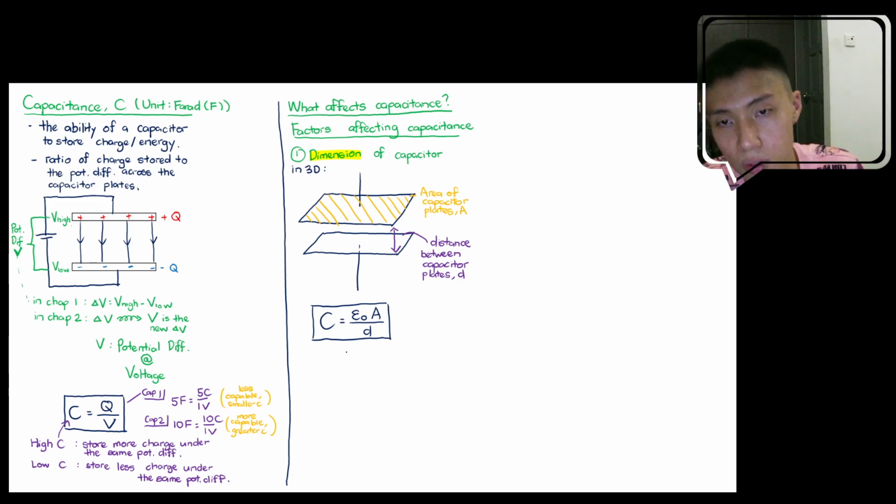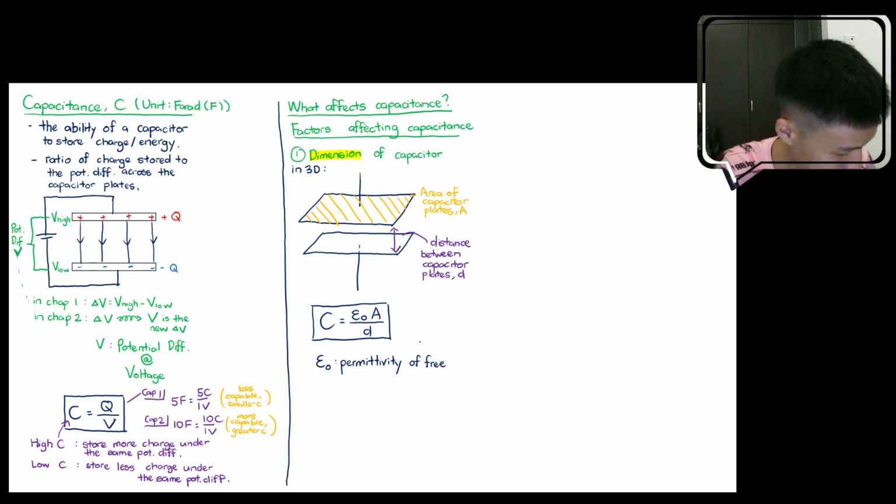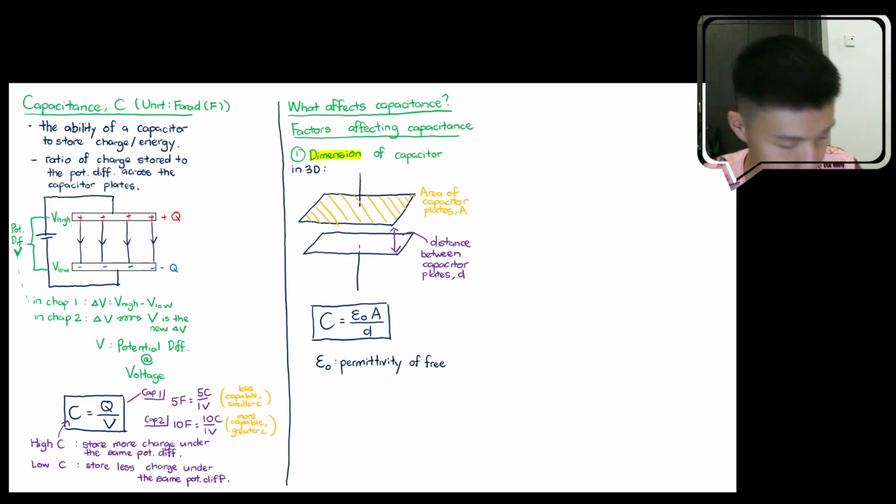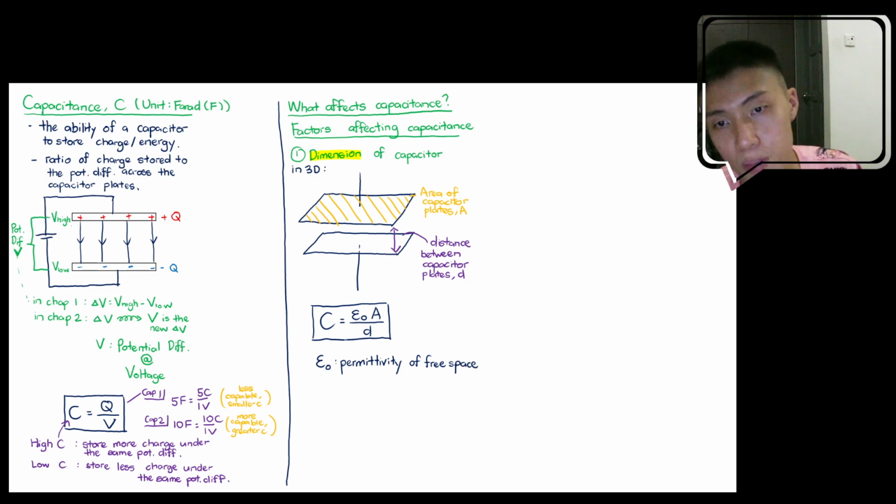But maybe you'll be curious about the value epsilon naught being shown over here. This is the Greek symbol, epsilon naught. Epsilon naught here is the permittivity of free space. Okay, permittivity of free space has a specific value. It's a constant that you can find in the constant sheet.